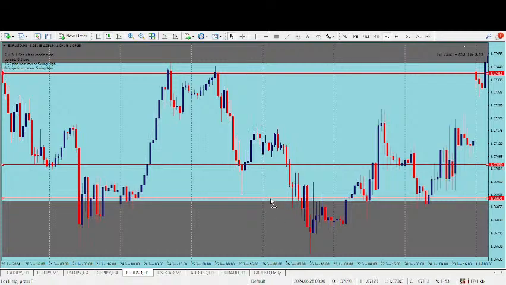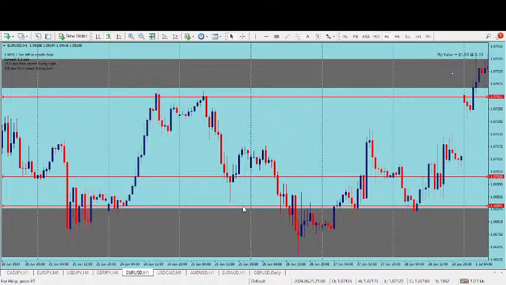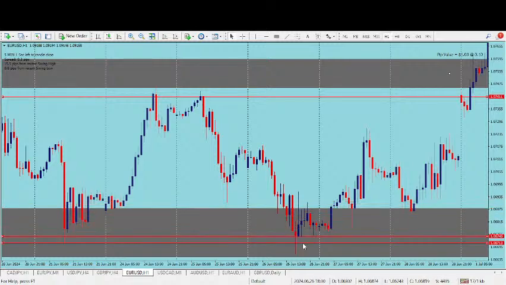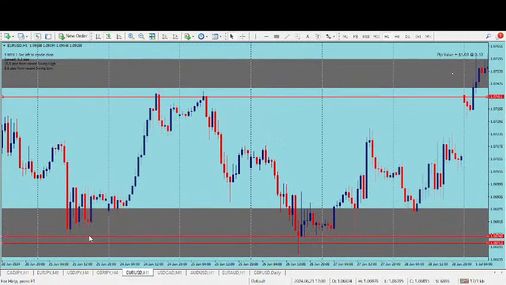Okay, so it moved down again. This time around, it took out this low here. But when it took it out, there was a kind of big rejection. So when we see this rejection, this is a very big rejection, and remember we have something here already. So we still take our trade. We take our trade here.